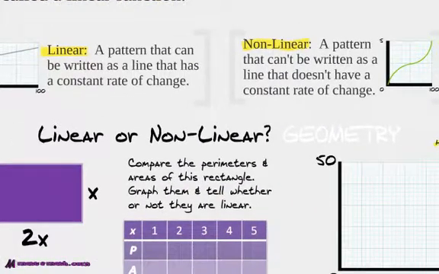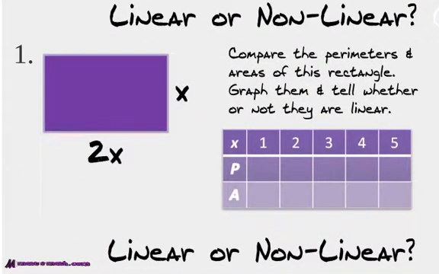All right, is this nonlinear or linear? Let's look at these two examples. I want you to think about comparing the perimeters and the areas of this rectangle. Would you graph them and tell me whether or not they are linear? So think about it. What we'll do here is we'll take 1. The dimension is 1 by 2, so the height is half as long as the width. So let's fill these in.